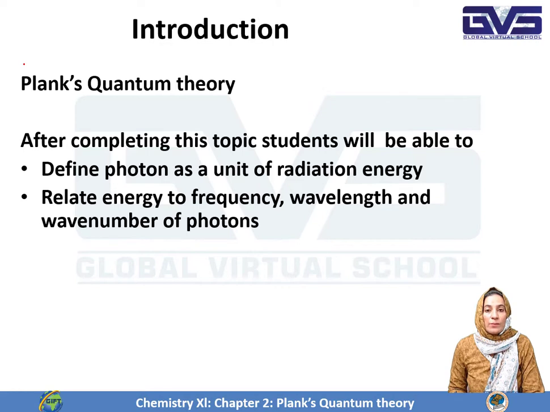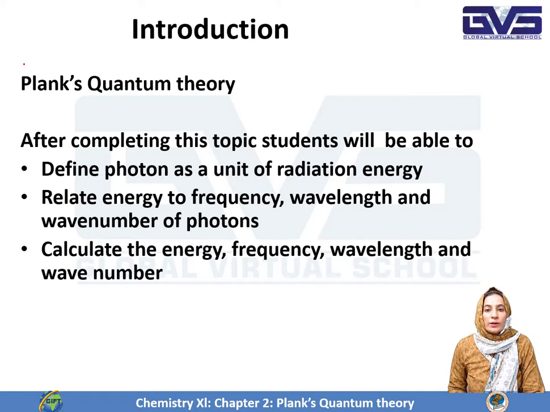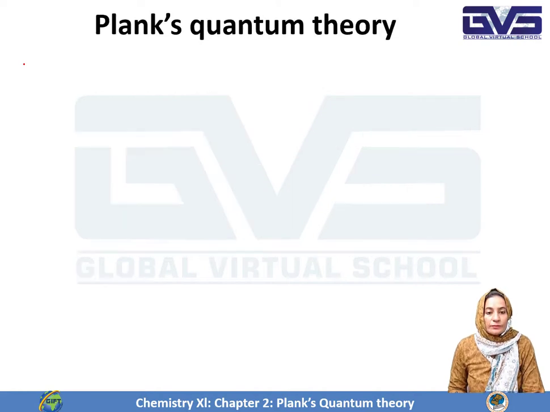Previously in Bohr's atomic model, we also related the energy to the frequency, wavelength and wave number of radiation, but here the radiation energies are given as photons, and you will also be able to calculate the energy, frequency, wavelength and wave number of these photons.